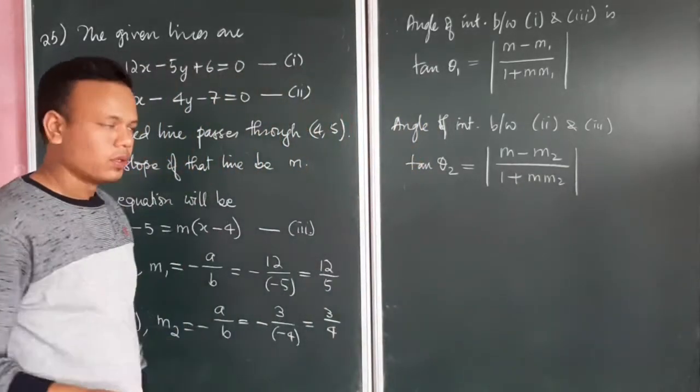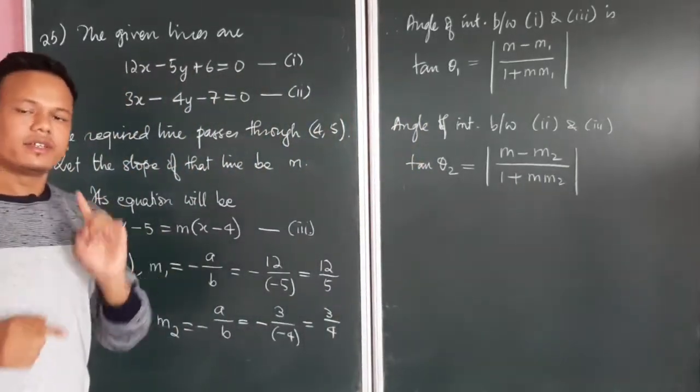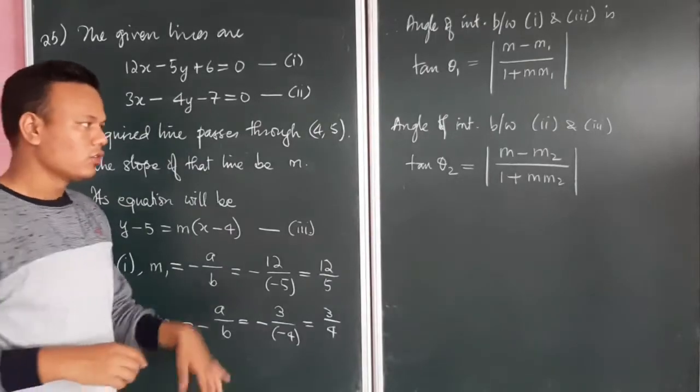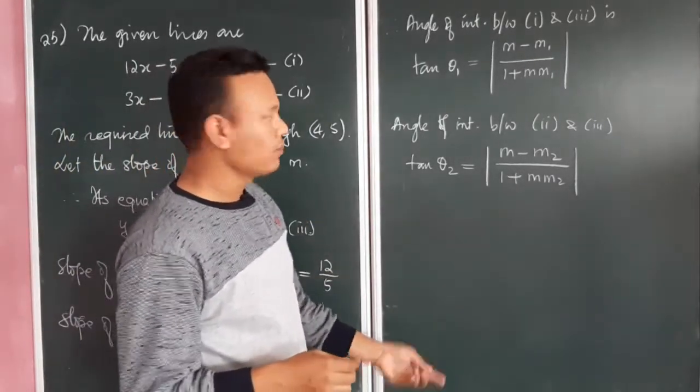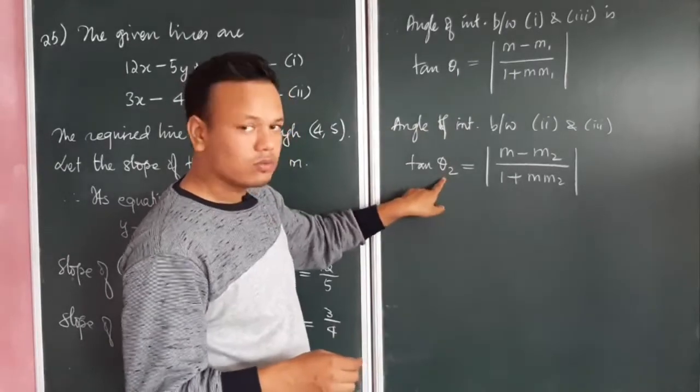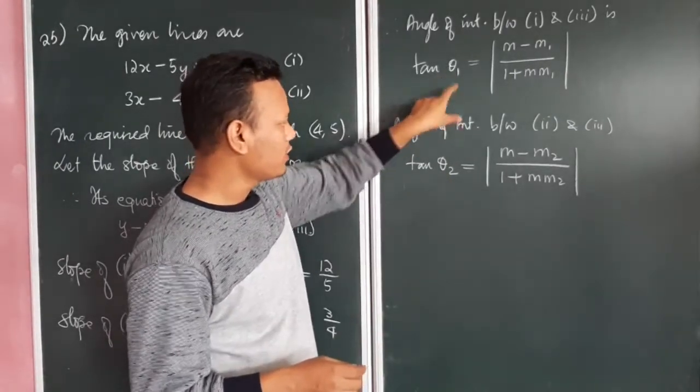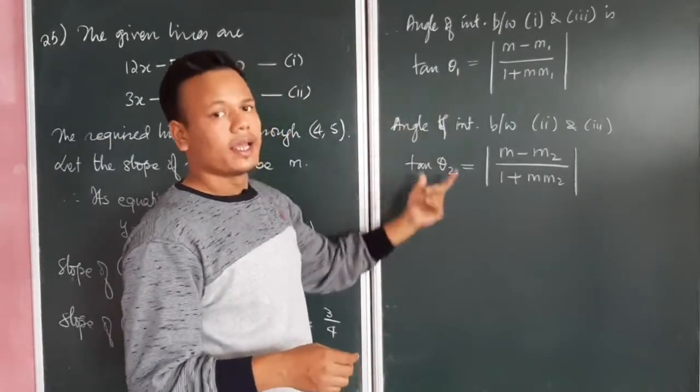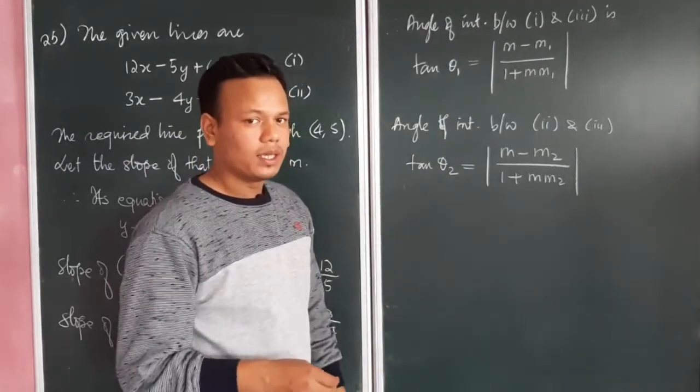Okay, now the question says that the angle of intersection is the same. Yes, so if the angle of intersection is the same, that means theta 1 must be equal to theta 2, isn't it? So if theta 1 and theta 2 are equal, then tan theta 1 and tan theta 2 will also be equal, right?